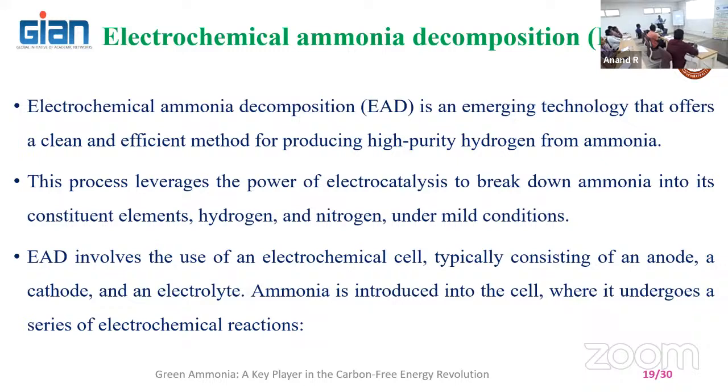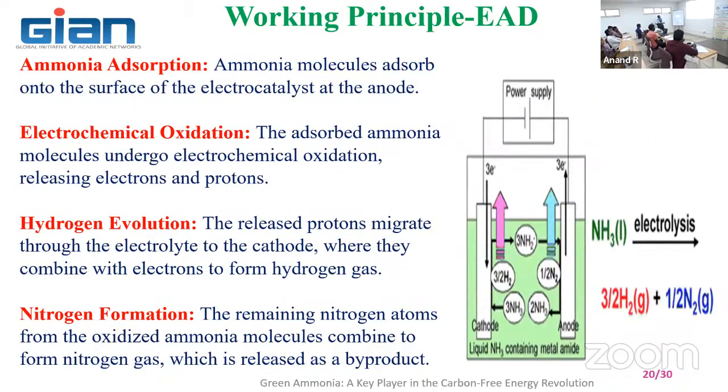Here, if you are giving electricity and feeding ammonia into the same system, you are going to get hydrogen. That's it. Ammonia is introduced into the cell where it undergoes a series of electrochemical reactions. So simple. This schematic diagram of the electrochemical cell shows the breaking of ammonia into hydrogen. You can see here, you are going to allow the ammonia into the anode side.